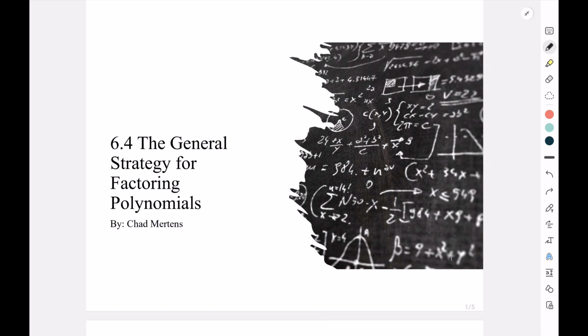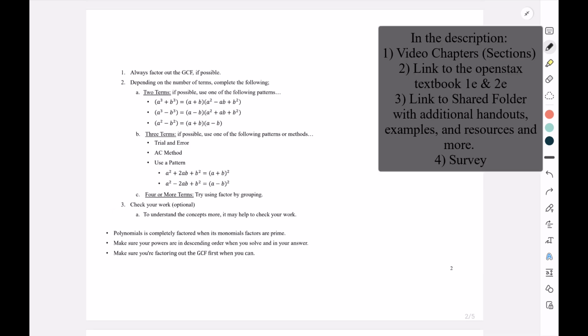Hello, so in this video we're going to look at chapter 6.4, the strategy for factoring polynomials. In this section we take everything from 6.1 to 6.3 and put it all together, where we're going to be given different kinds of polynomials, and we need to first take out the greatest common factor. Then, depending on how many terms we have, if it's 2 we can use the various patterns. If it's 3, we can use trial and error, the AC method, or try the patterns. If it's 4 or more, then we can try to factor by grouping.